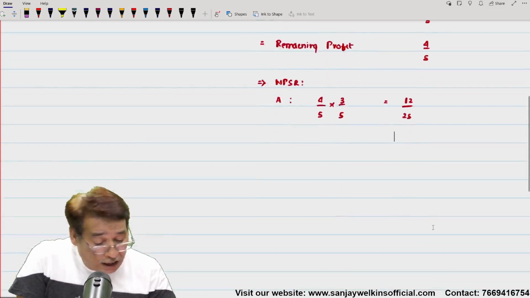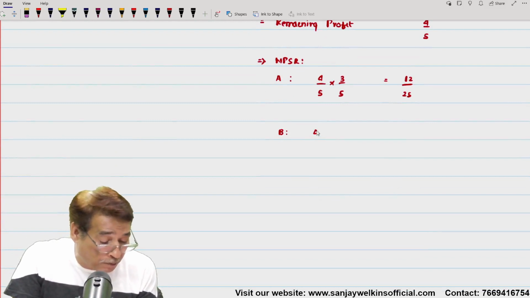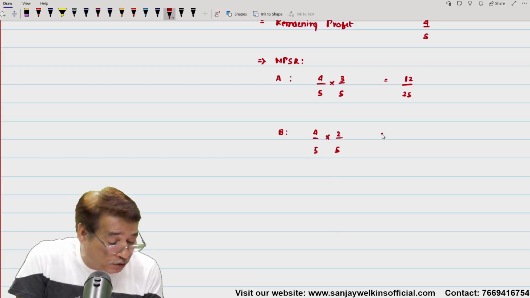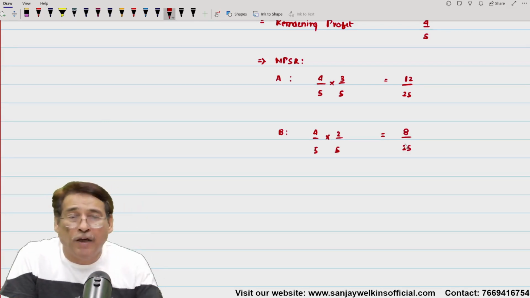Correct? Likewise, if I am going to compute the new profit sharing ratio of B, what I am supposed to do is take the remaining profit and multiply it with the old ratio, that is equal to 2 by 5. So 8 by 25 will become the new profit sharing ratio of B.